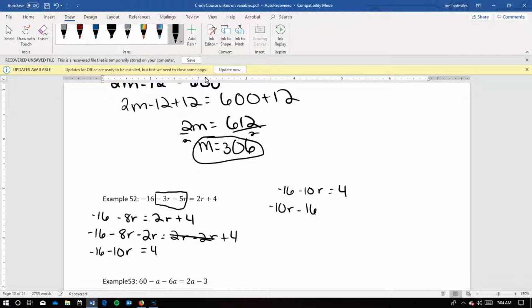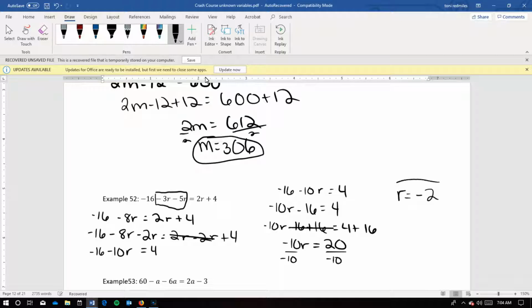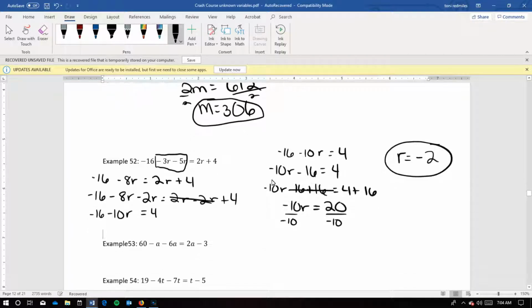The 10r still remains negative. The 16r still remains negative. I flip-flopped it correctly. Now I can properly see that the 16 is being subtracted from the r, and the way to undo that is to add it on both sides. And then the last thing I see is that the negative 10 is being multiplied to the r, so I need to divide that. And in the end, r is going to be a negative 2. Very good.